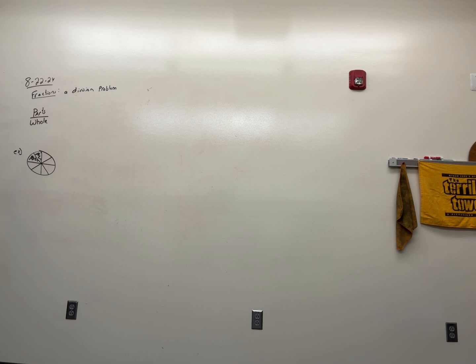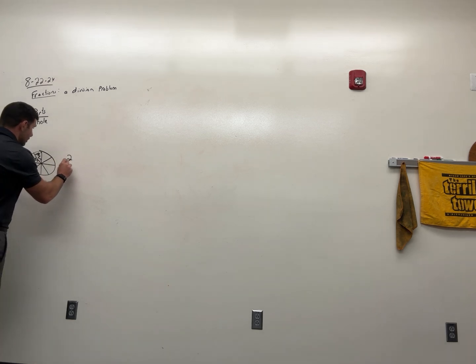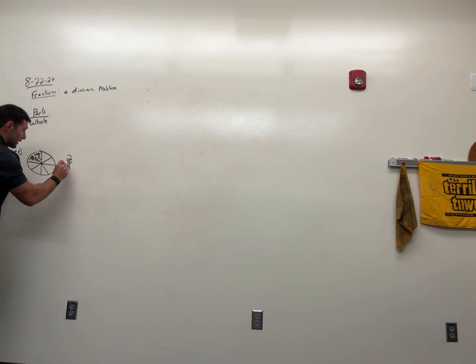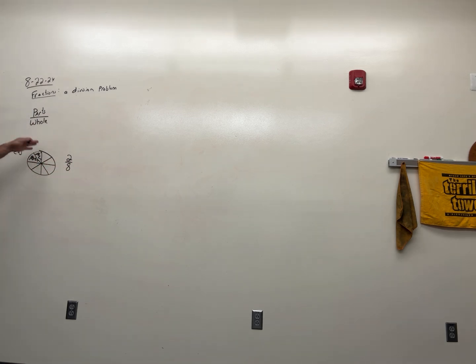What are the parts versus what's the whole? Let's go with the shaded as the parts. Let's get some more hands. Go ahead, Marissa. 2 eighths. 2/8. This is 2 of the parts divided by the other 8, which is the whole portion of that pizza. Everybody with me?